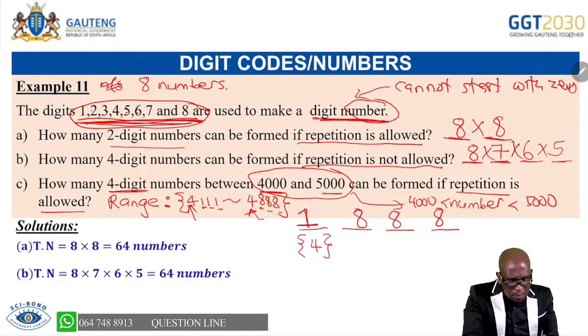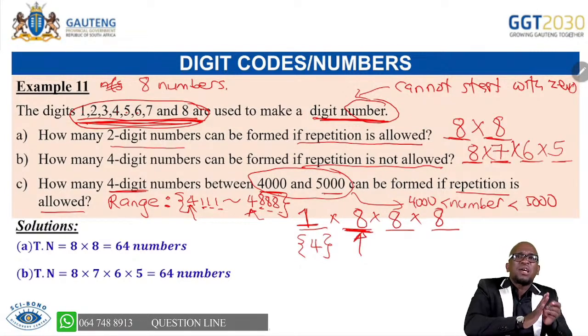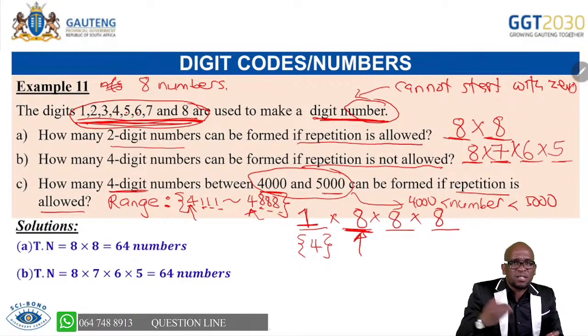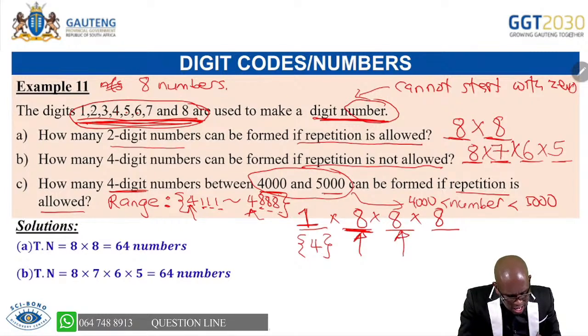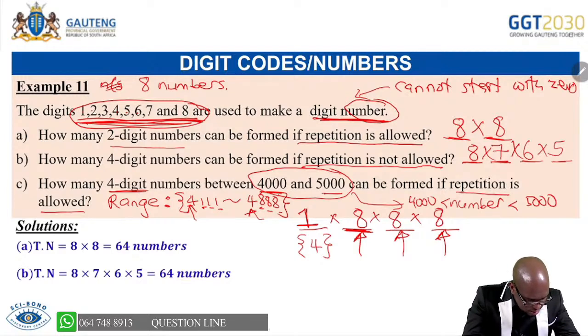Which means that now, because repetition is allowed, starting from this position, you can use any of the 8 numbers. So let's bring up the solution like that here.